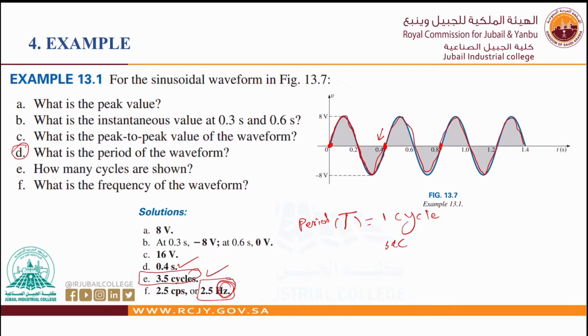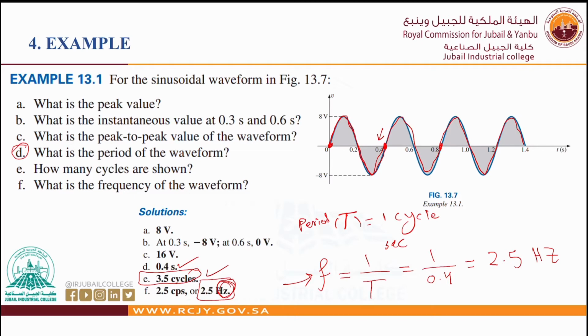The frequency of the waveform is basically f equal to 1 over T. One cycle, and T is 0.4 seconds. Okay, it is equal to 2.5 hertz. Got it, guys? This is how to find the frequency of a waveform. If you find the period of time, you can find the frequency.